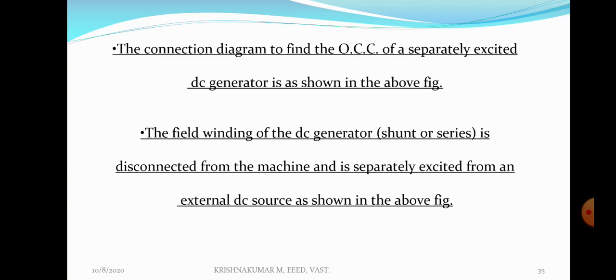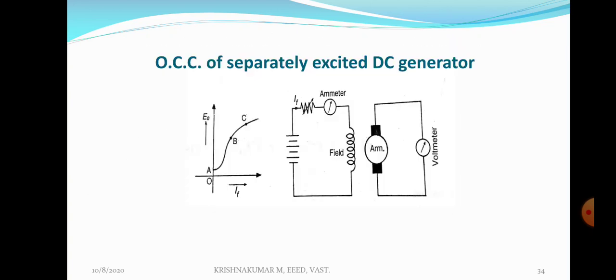Look at the graph once again. This is our OCC of a DC generator. Field current is on the x-axis. Induced EMF is on the y-axis. Even when the field current is 0, some EMF is there. That EMF is OA, which is plotted on the y-axis. This OA is the EMF due to residual magnetism.